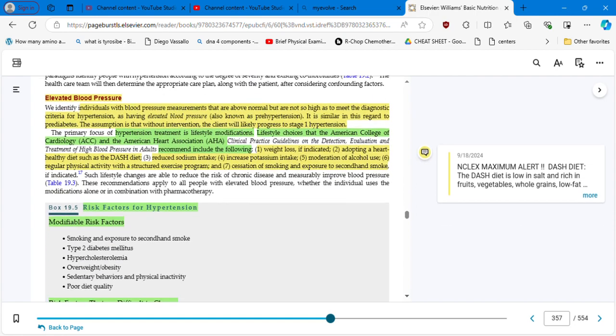Elevated blood pressure. Individuals with blood pressure measurements that are above normal but are not so high as to meet the diagnosis criteria for hypertension are classified as having elevated blood pressure, also known as pre-hypertension. I would like also to include patients that are having white coat hypertension. Those patients are scared of the primary care provider. Every time they go to the doctor, they have hypertension. That's white coat hypertension. It is similar in regards to prediabetes. The assumption is that without intervention, the client will likely progress to stage 1.